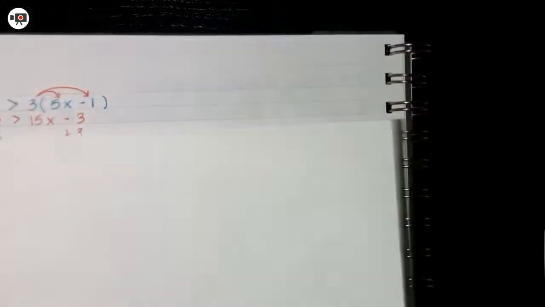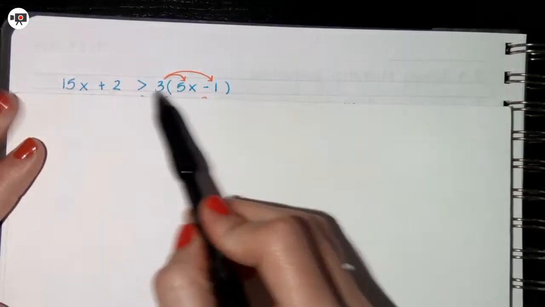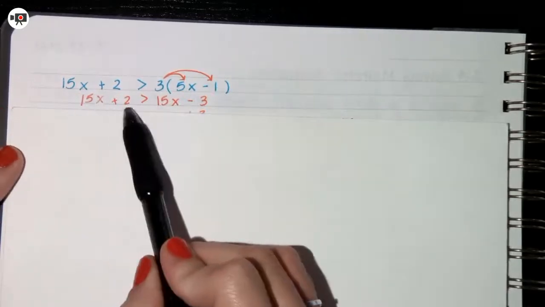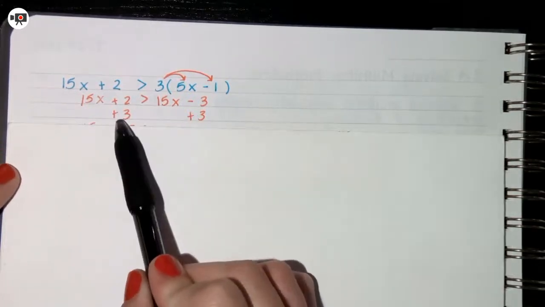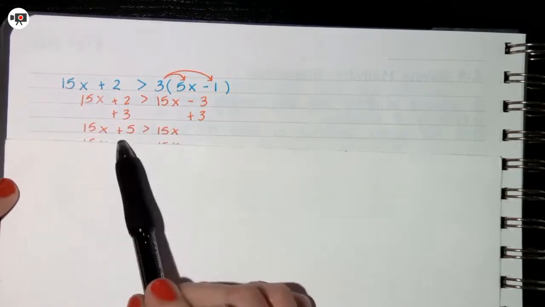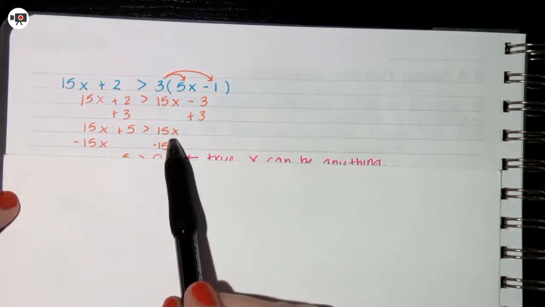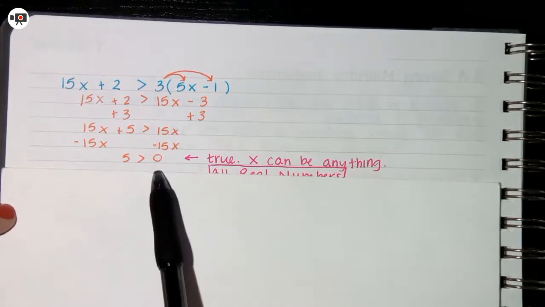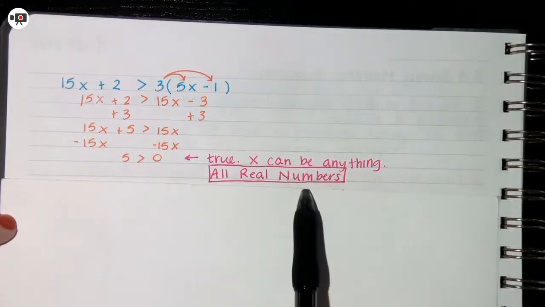Alright, we have a couple more. So 15x plus 2 is greater than or equal to 3 times 5x minus 1. I'm going to start by distributing this 3 to each term inside the parentheses, and I get 15x plus 2 is greater than 15x minus 3. Put all constant terms on the same side, so we add 3. 15x plus 5 is greater than 15x. Subtract 15x on each side to put all variable terms on the same side. And I get 5 is greater than 0. 5 is always greater than 0. I also don't have any x's left. X can be anything in this case. So my answer is all real numbers.